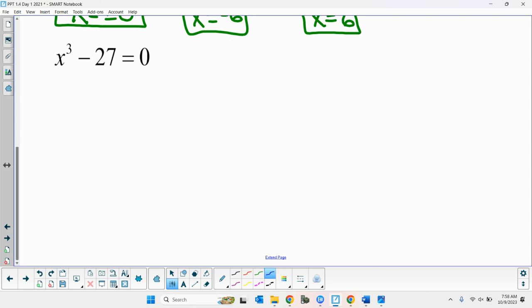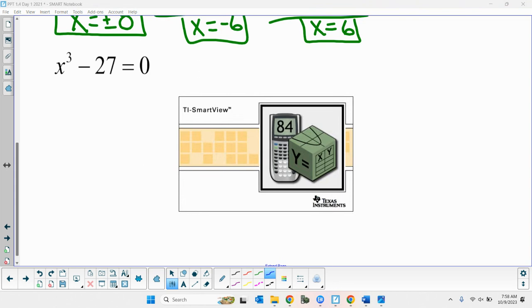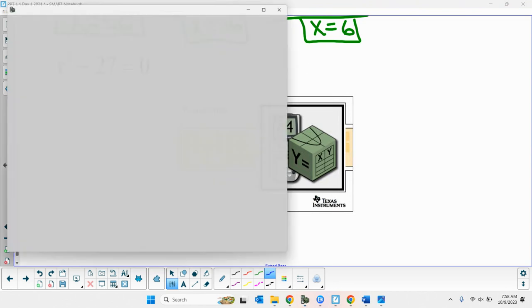So when you do it, 27 is a perfect cube, right? How do we check? Remember, where's the cube root button on our calculator? Math. Yeah, it's in math. Good.